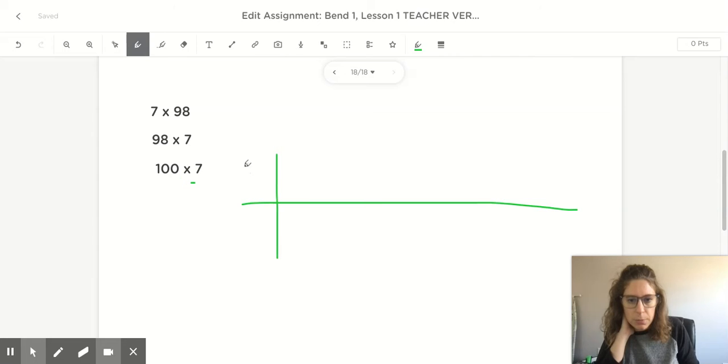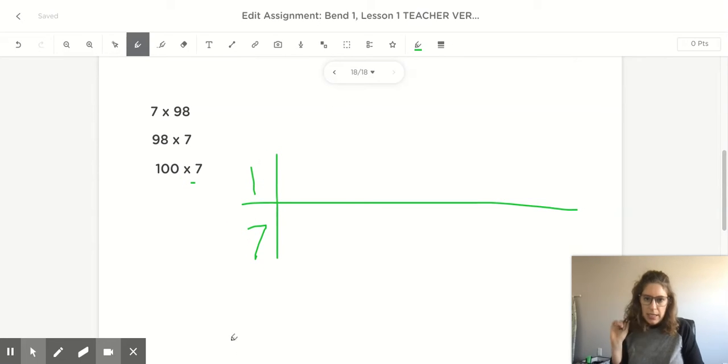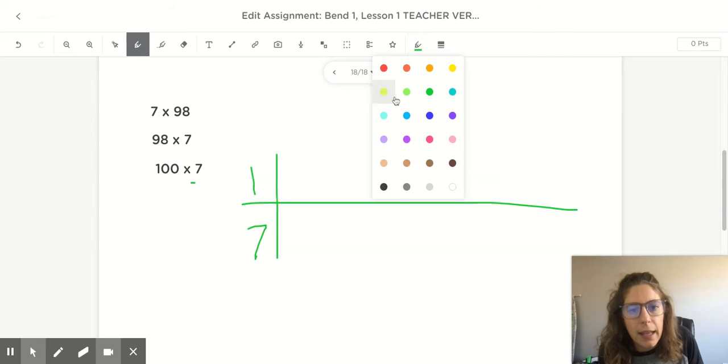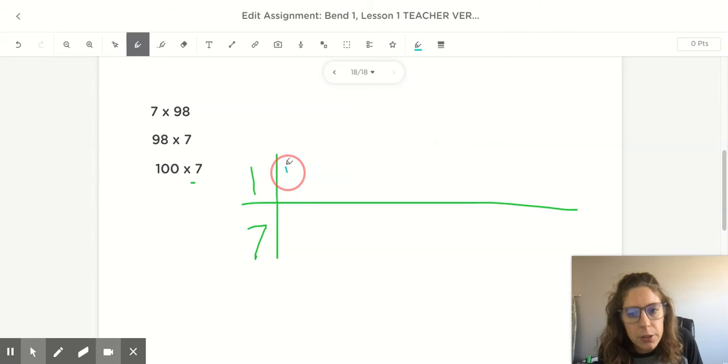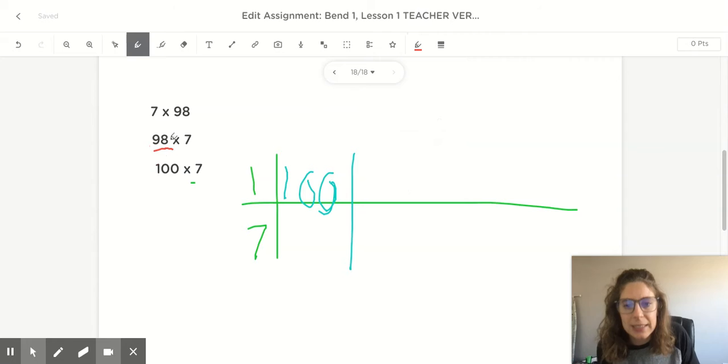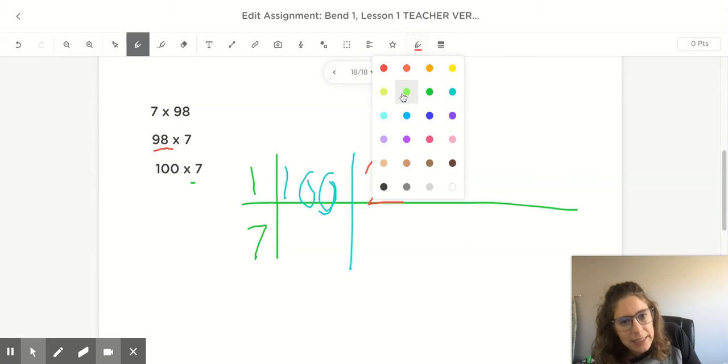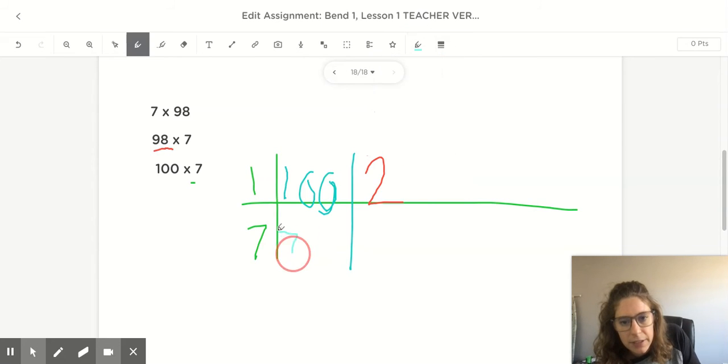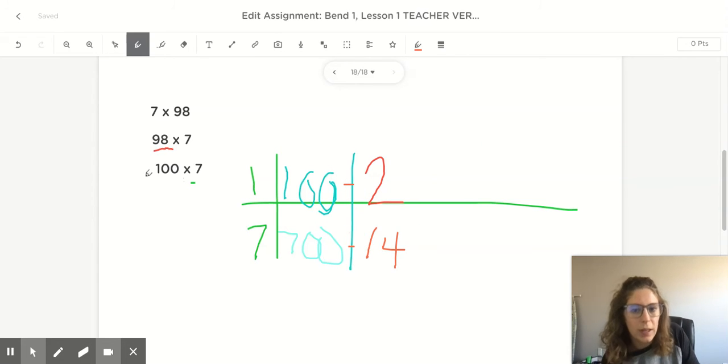And I'm doing groups of 7. So I have one group of 7 just to set myself up. And remember, I am starting with 100 groups of 7. And this time, instead of just subtracting one group, I need to subtract 2 groups because 98 is 2 groups away from 100. So let me figure out what 100 groups of 7 is. Well, 100 groups of 7, that would be 700. And 2 groups of 7 is 14. Remember, I'm subtracting these groups because I went a little bit over.